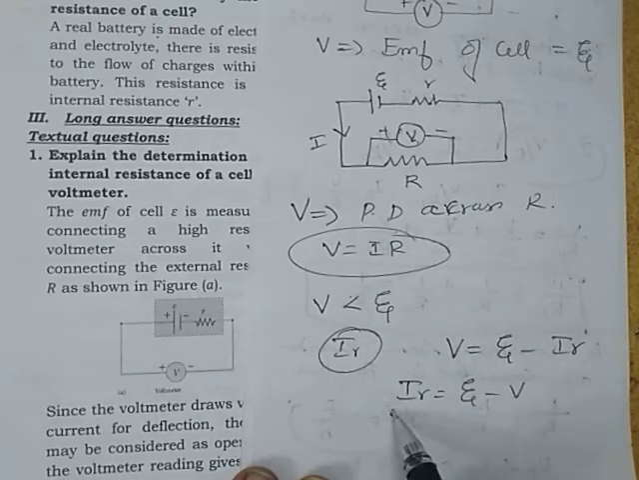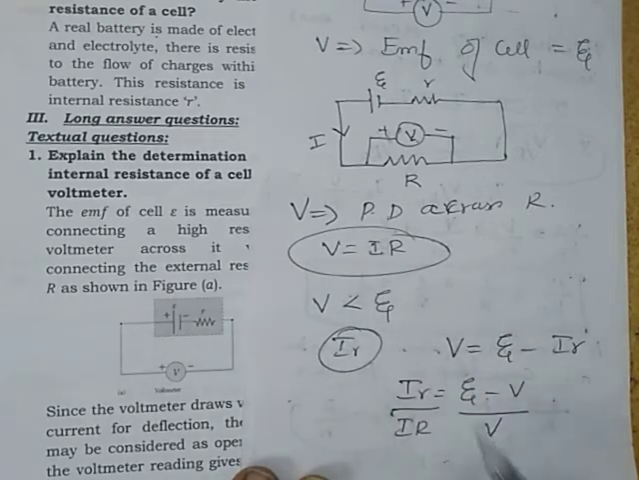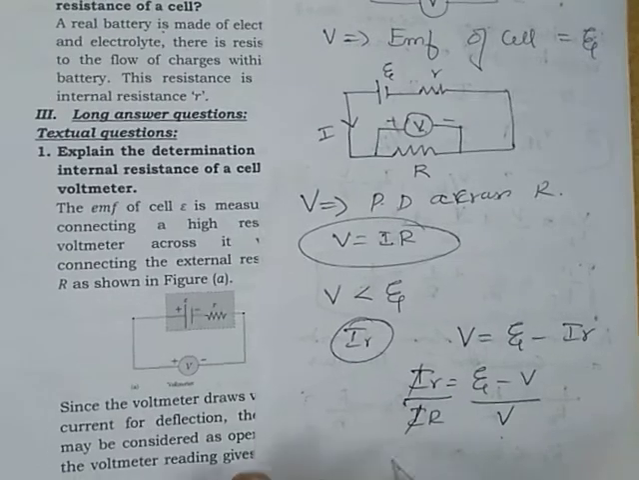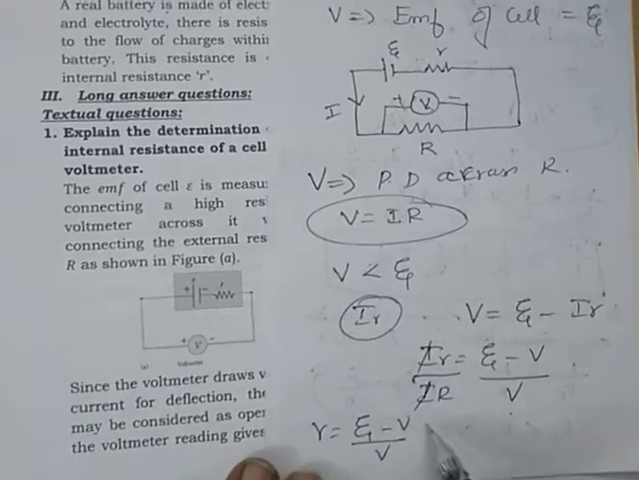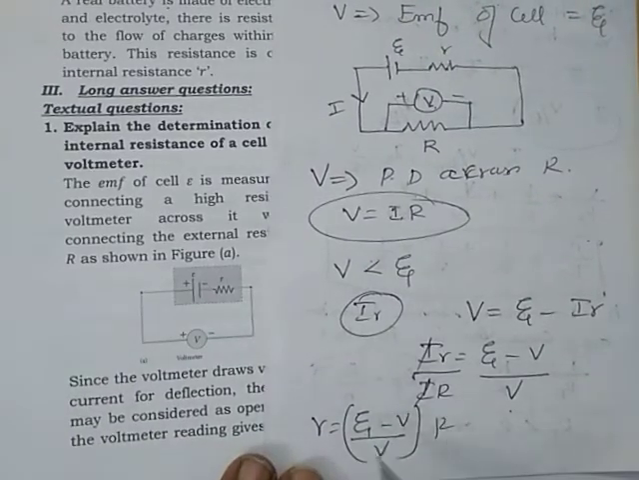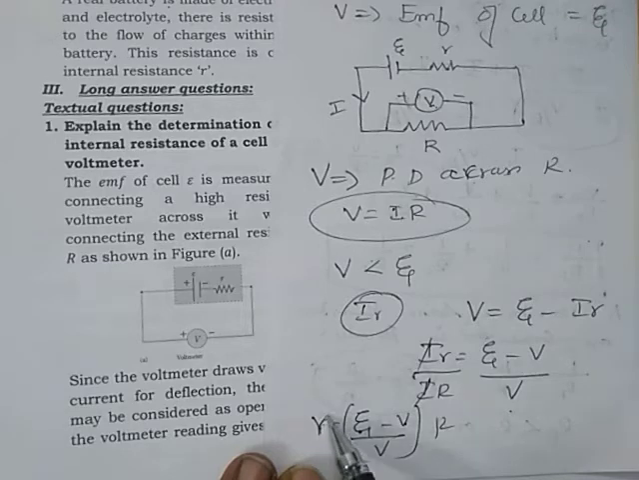Dividing this equation by this one, Ir by V, the I is going to cancel. Then we get r is equal to (psi minus V) by V into capital R. By knowing the EMF, the potential drop across the resistor, and the resistance of the resistor, we can calculate the internal resistance of the cell.